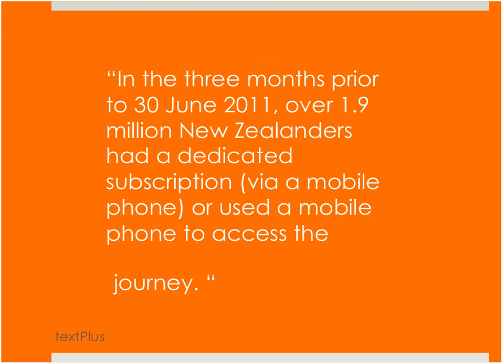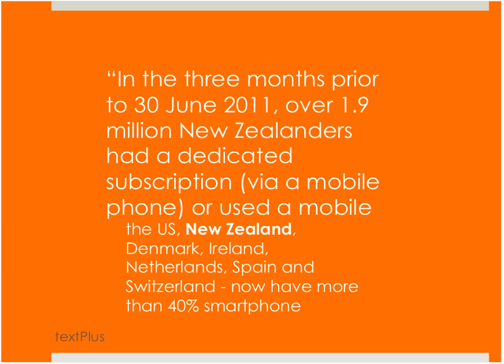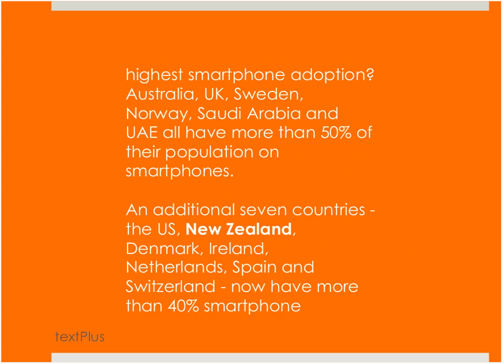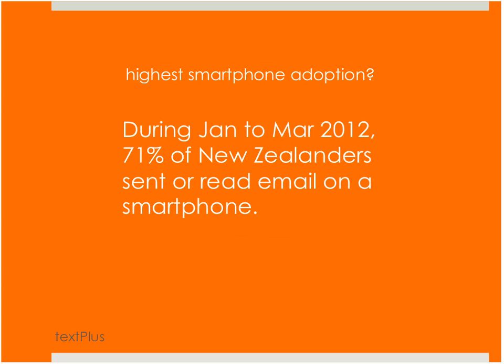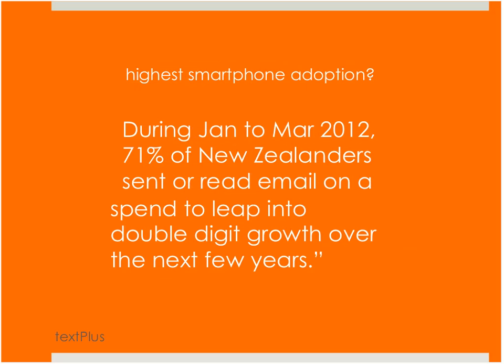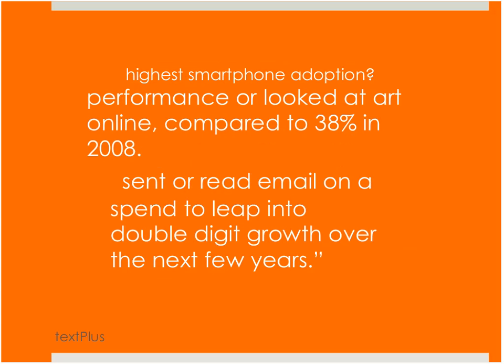And so the New Zealand stats: there's high penetration now of use of mobile internet in New Zealand. This is interesting. This is a global statistic, but we are in the second batch of countries. We now have more than 40% smartphone penetration. That's pretty high. And 71% of New Zealanders in the first quarter of this year sent or read email on a smartphone, and 63% of them access a social network on a smartphone. The spend in online advertising through mobile is going to leap.